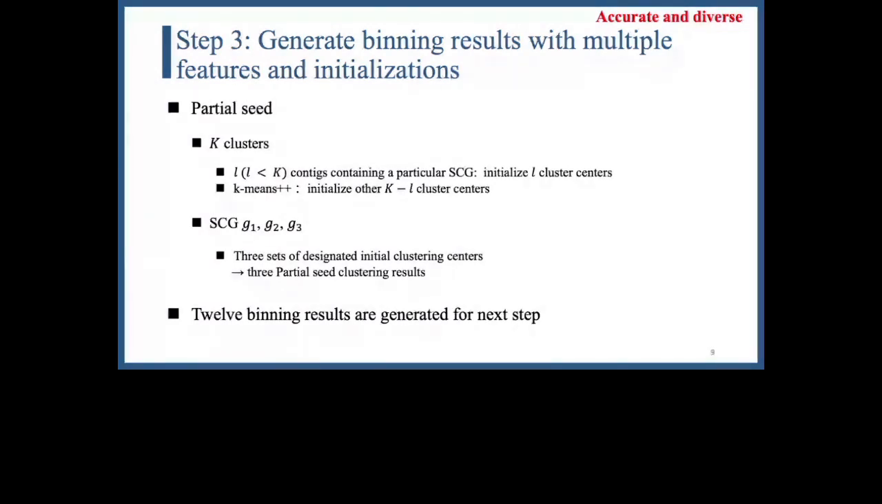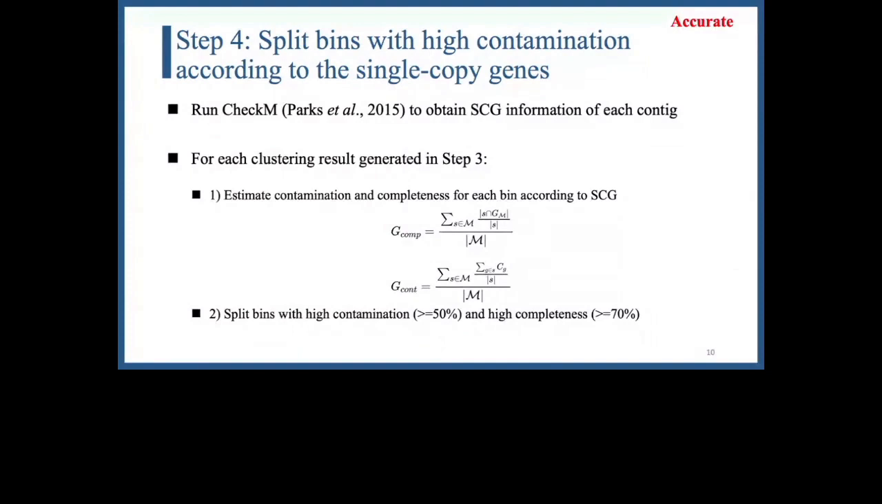To generate more bins with low contamination for further integration, we did post-processing for each binning result produced in step 3. We ran CheckM for each binning result and obtained the contigs having the single-copy genes. Similar to UniteM, we then use the information to estimate each bin's contamination and completeness of each component binning result using the scaling strategy in CheckM. Then, if a bin has high contamination and completeness, we split it by estimating the number of sub-bins of the bin using the same approach as in step 2 and run the k-means.